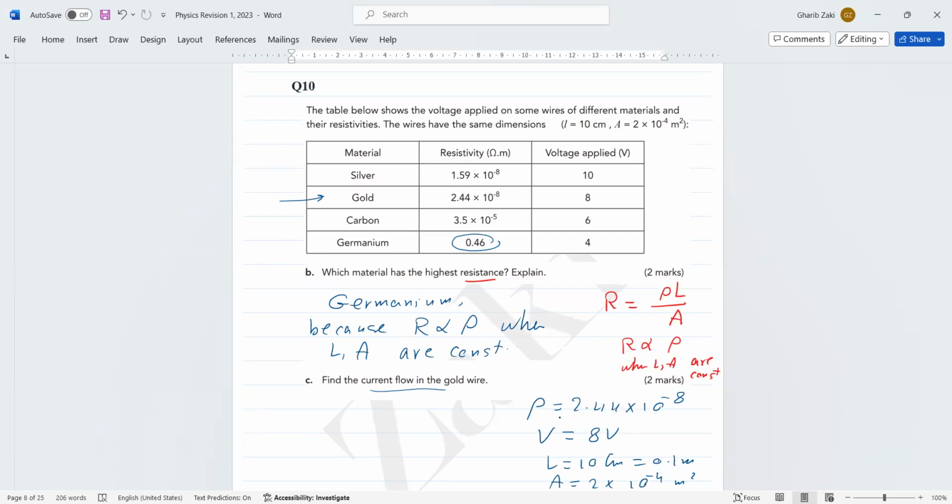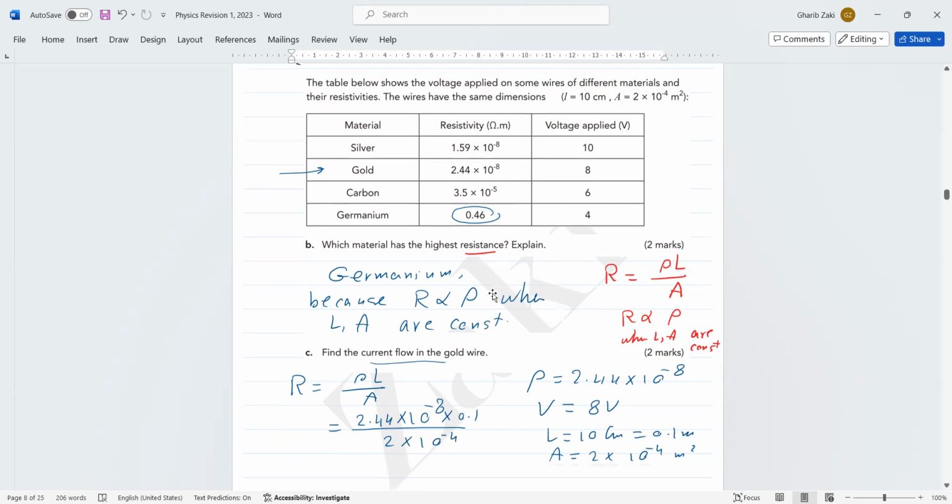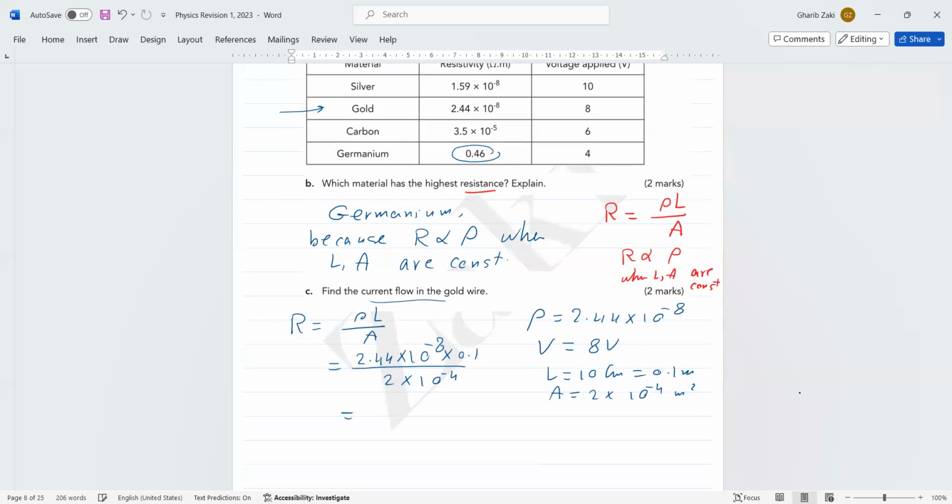First of all, we calculate the resistance. R equals rho L over A. We do substitution. Rho equals 2.44 multiplied by 10 to the power -8, multiplied by L, which is 0.1, over the cross-section area, 10 to the power -4. So from this equation, by using the calculator, the resistance is 1.22 multiplied by 10 to the power -5 ohms.